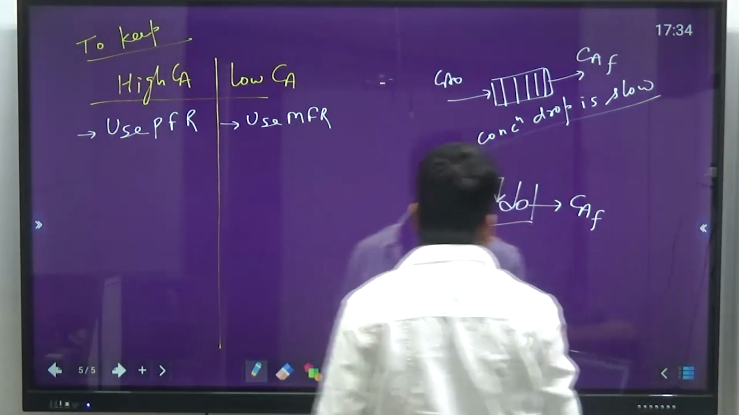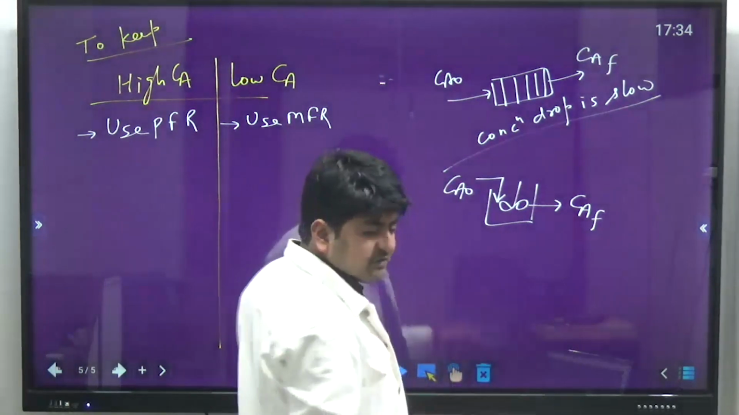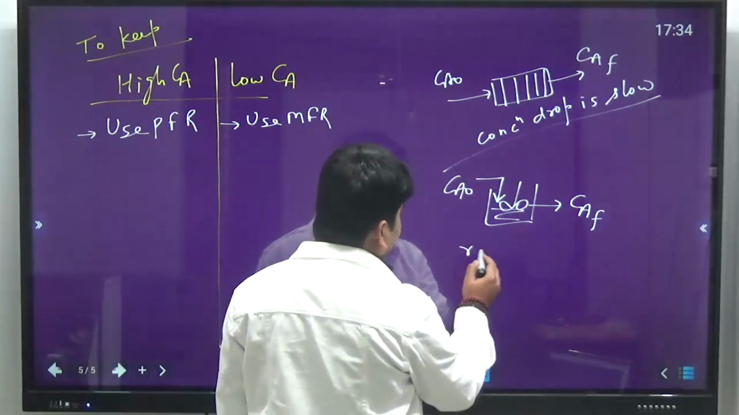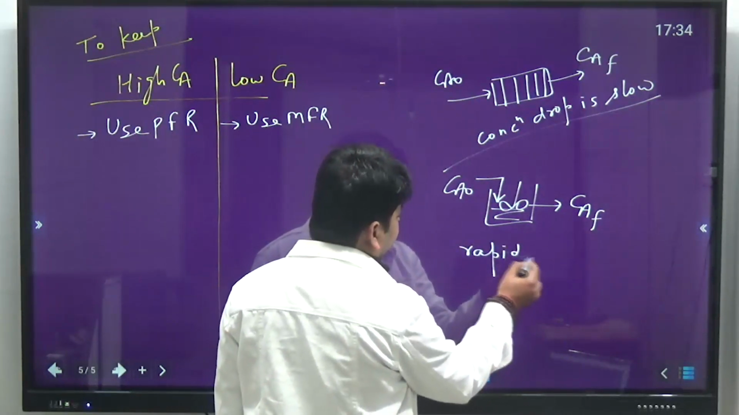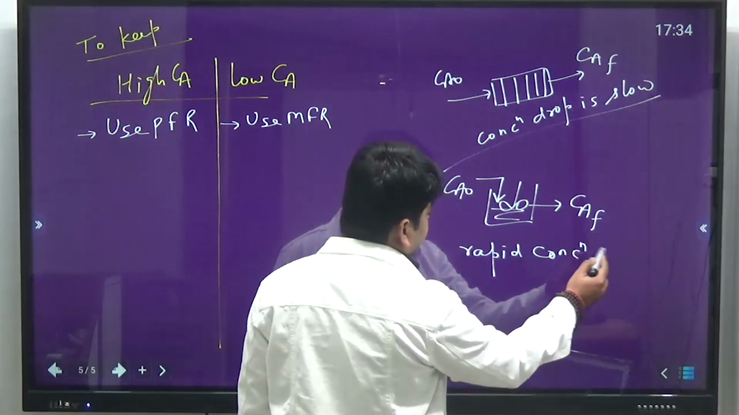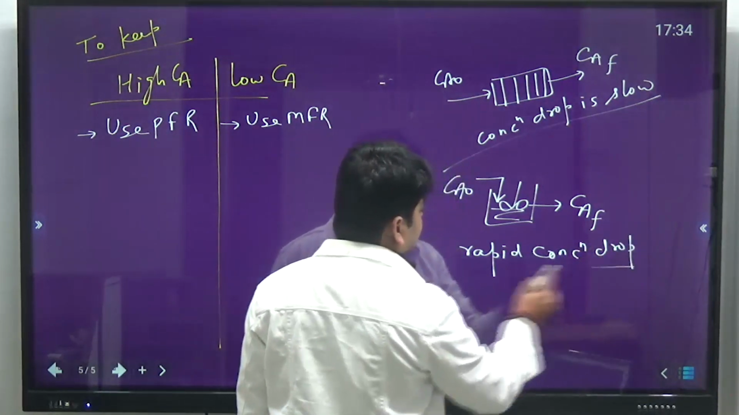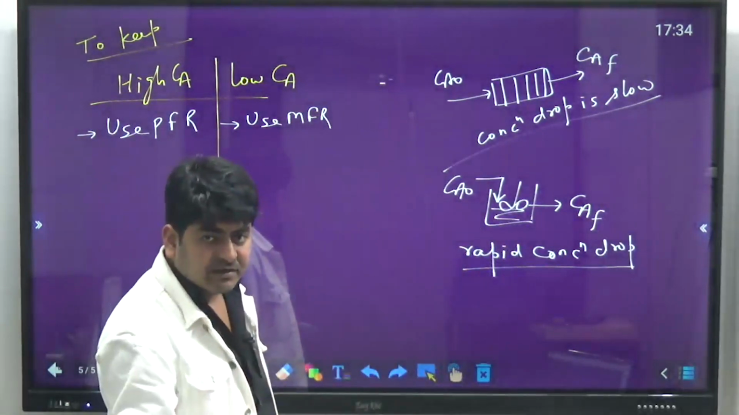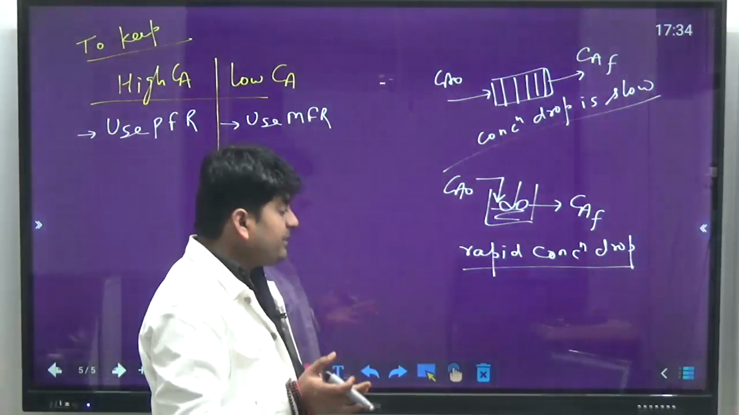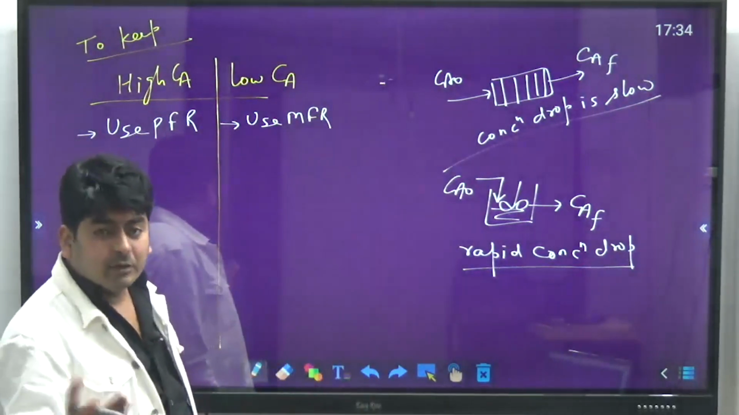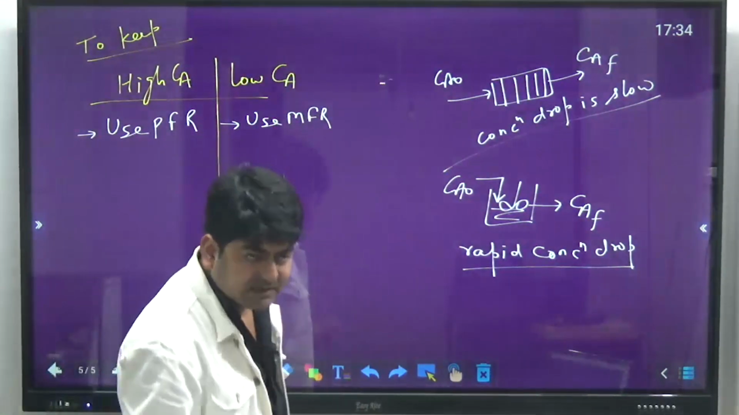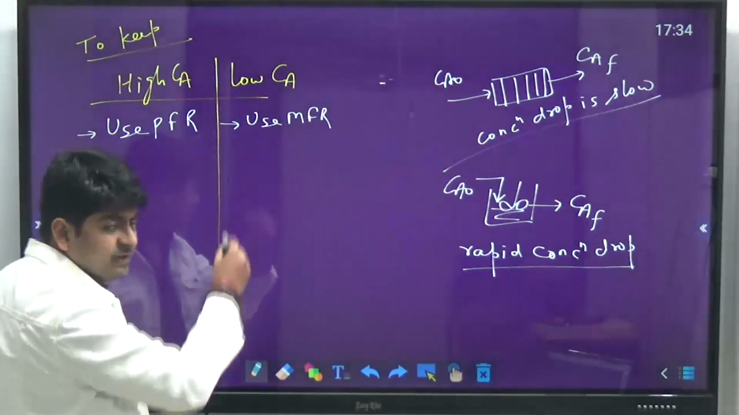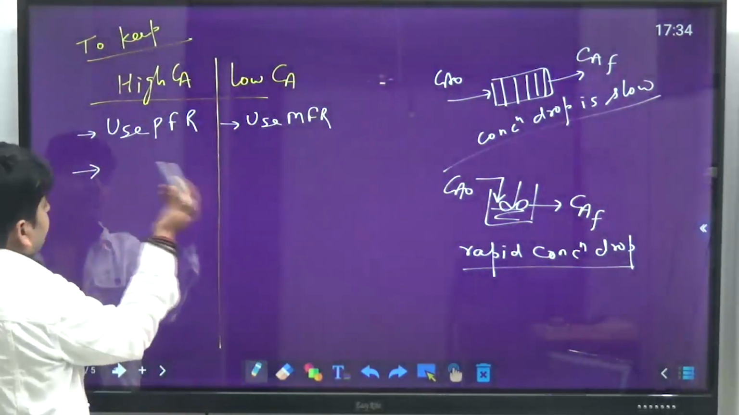And this is CAF final. So we know that in case of MFR, concentration within the reactor and that at the outlet will be the same. So ultimately the point was that here we have rapid concentration drop, and since rapid concentration drop is there in MFR, it is quite difficult to maintain higher concentration within the reactor. But the benefit of rapid concentration drop is we can maintain lower concentration within the reactor quite easily. That's why for low concentration we use MFR, for high concentration we use PFR.